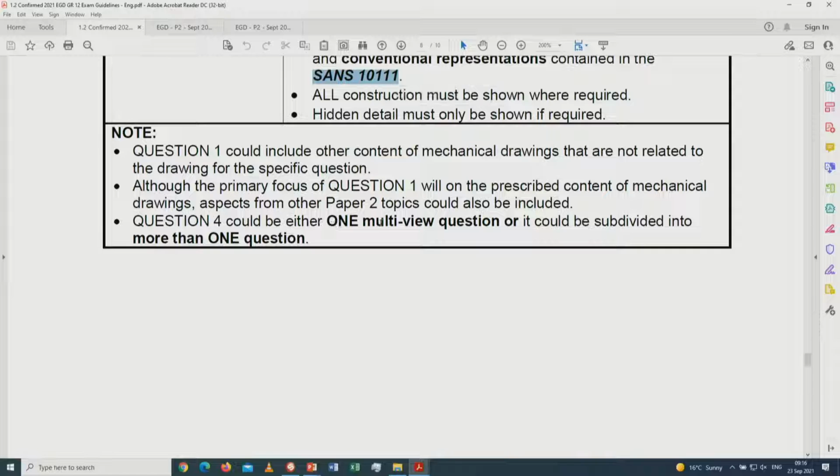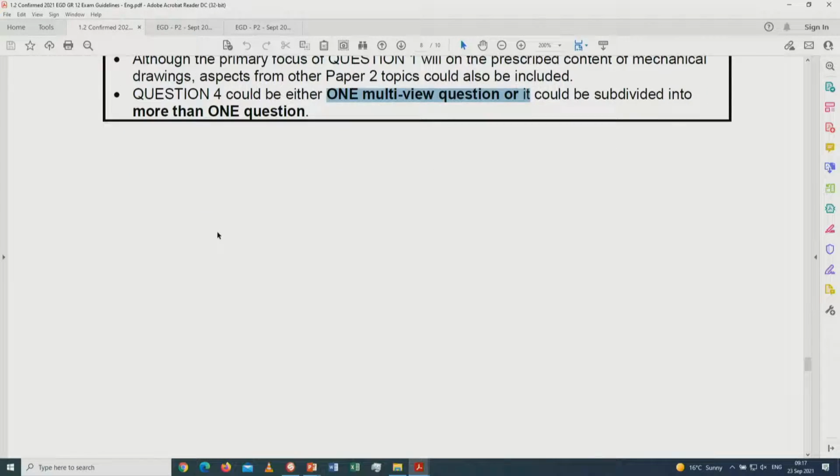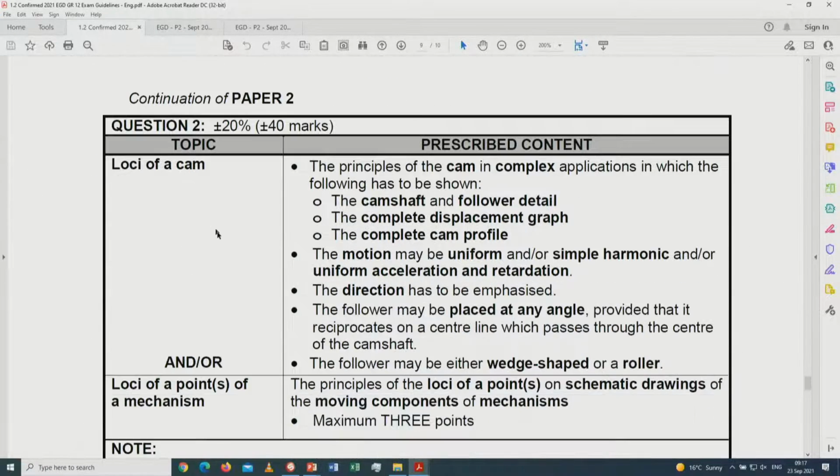And then question 4 will be a multi-views question, all right, 1 or 2 multi-views, and it can also be more questions on the same topic itself. So it's not to say it's only one assembled drawing that you can get.